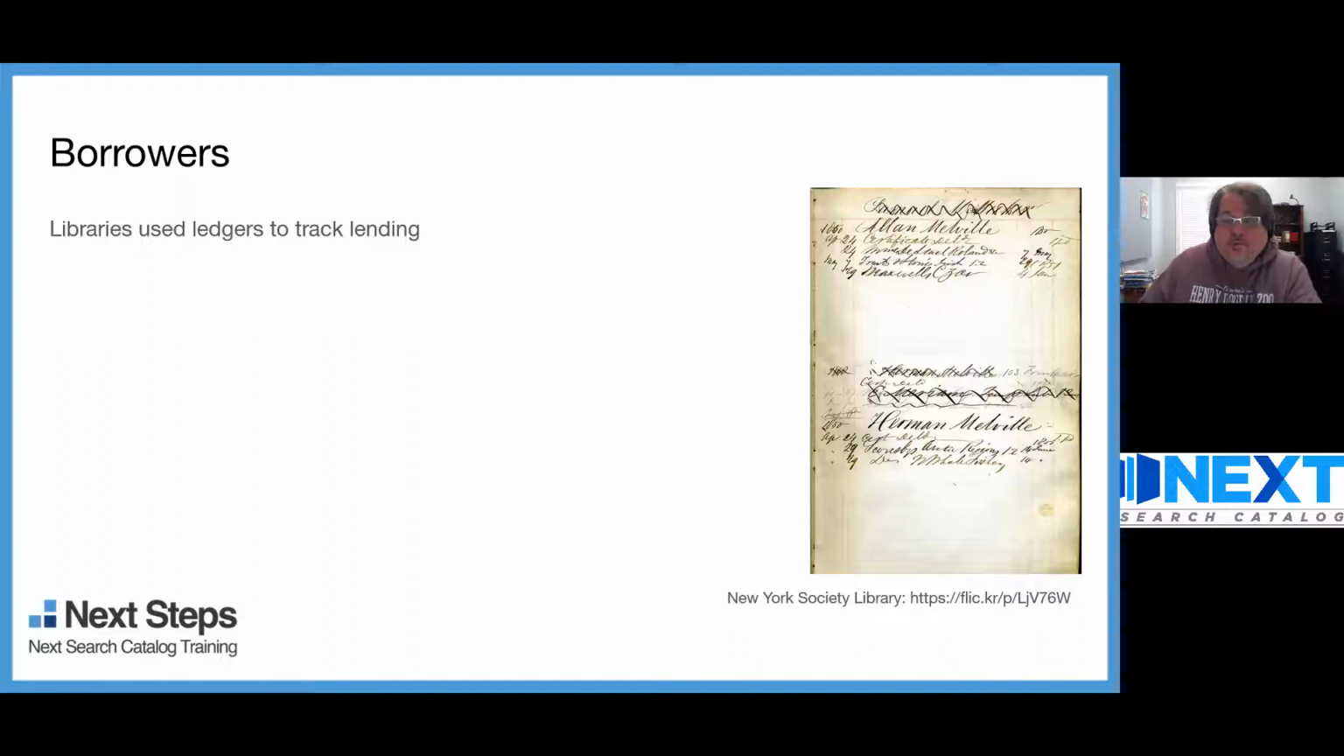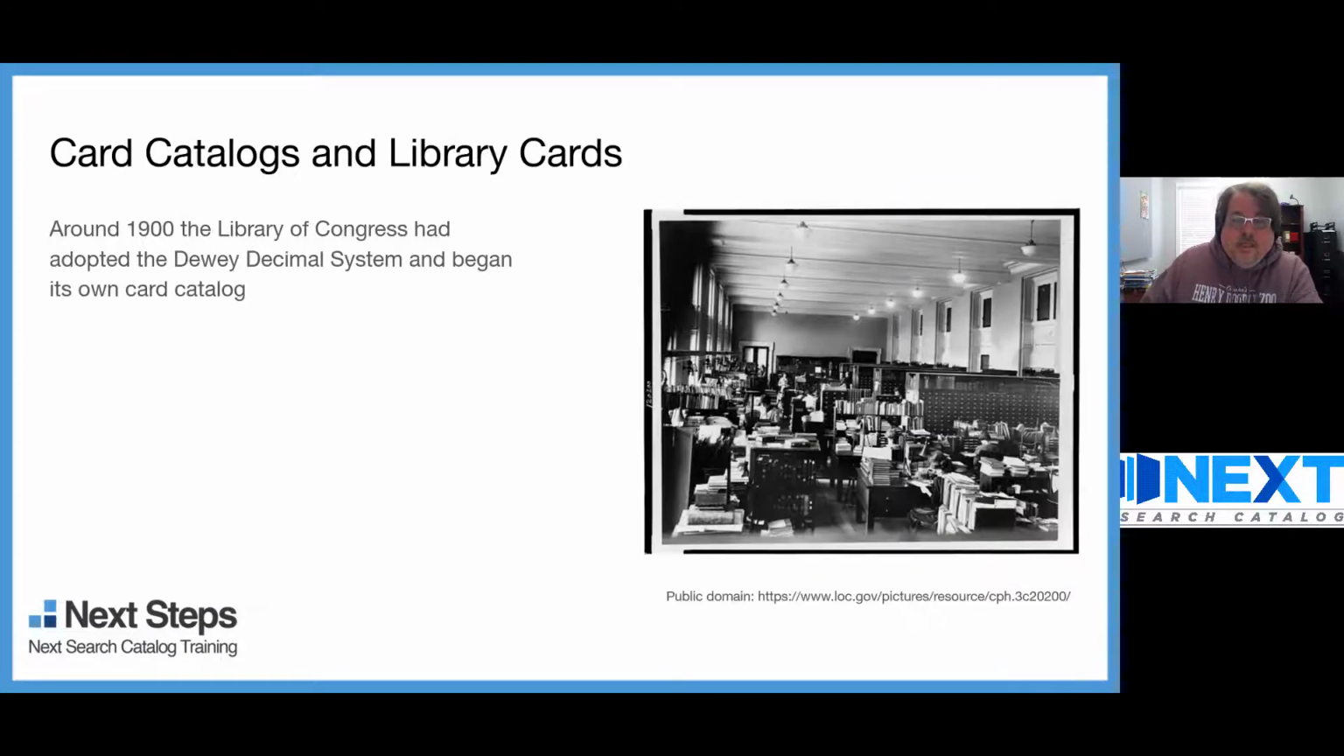So it was a pretty rudimentary system, just a big book full of names and what they've borrowed. So to get back to card catalogs, by the 1900s, the Library of Congress had adopted the card catalog as its means for maintaining a catalog of what was in its collections. And there's a slide of the card catalog department at the Library of Congress around the turn of the century.